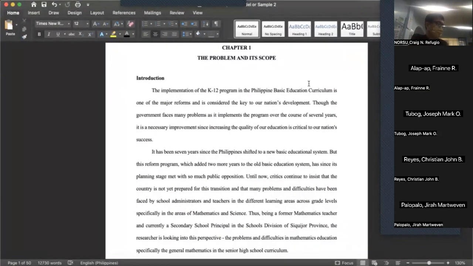So in chapter 1, no? In chapter 1, the title is The Problem and its Scope. And then the first part is introduction.